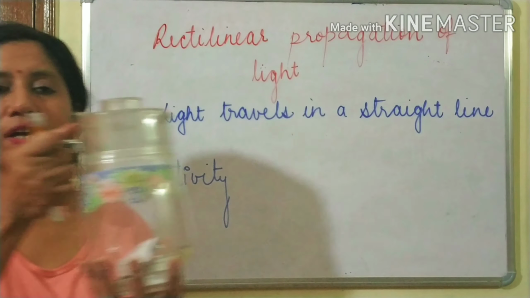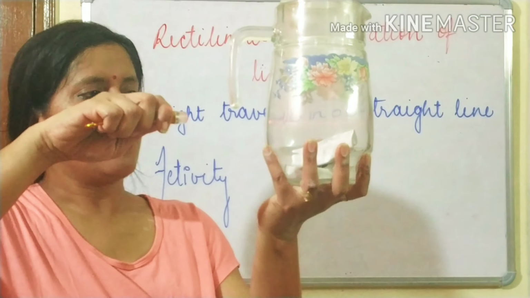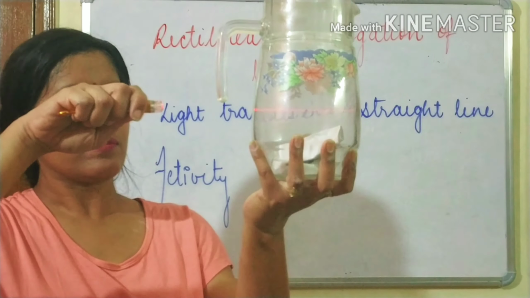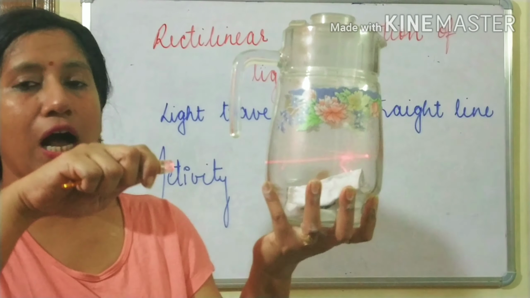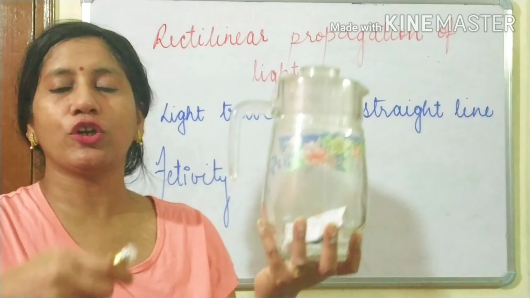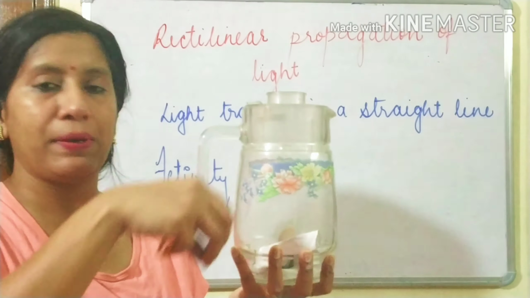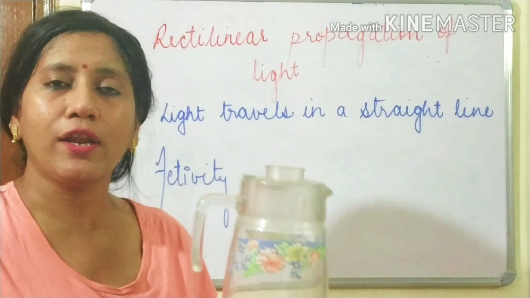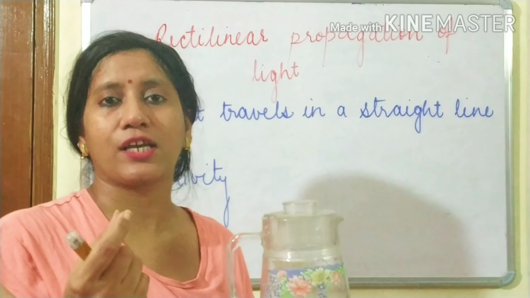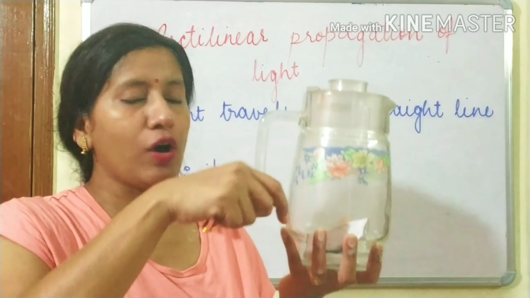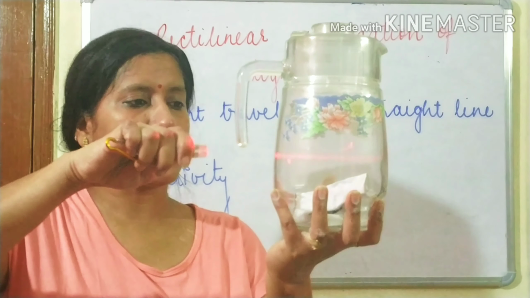Now I will show you the path in a jar also. You take one jar, okay, and fill this with some smoke. How can you fill this smoke? You just take a burning paper and keep it inside and then cover it. Or if you have an essence stick or if you have धूप बत्ती तो आप इसमें डाल दो, and then you just look at the path.